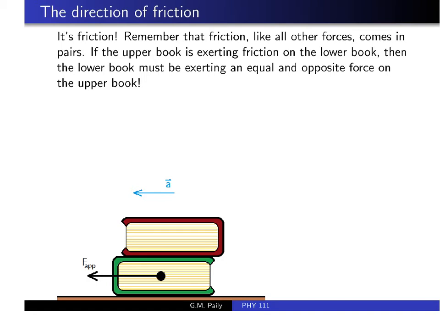Like all other forces, friction comes in pairs. So, if the upper book is exerting friction on the lower book, the lower book must be exerting friction on the upper book. And again, of the same kind. If the force that the upper book exerts on the lower book is static friction, then the force that the lower book exerts on the upper book must also be static friction, of an equal magnitude but opposite in direction.